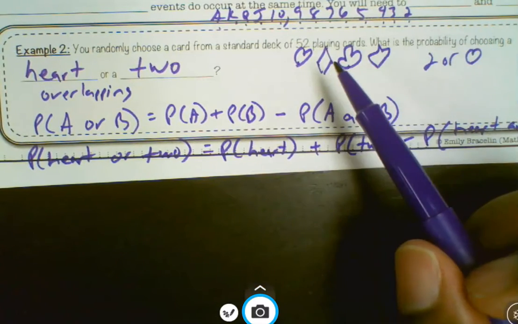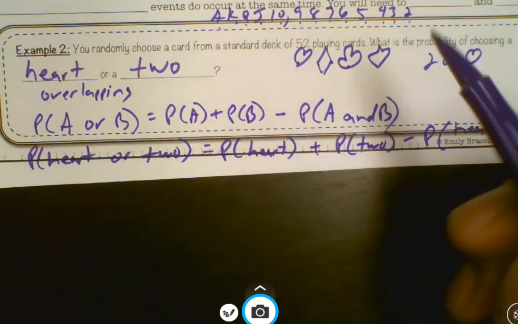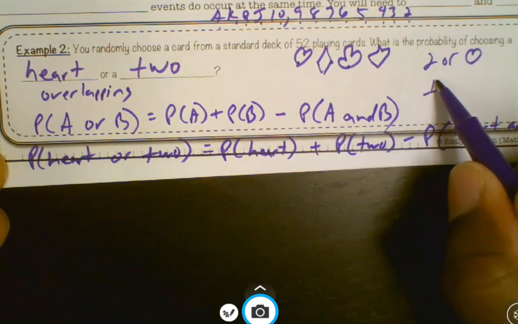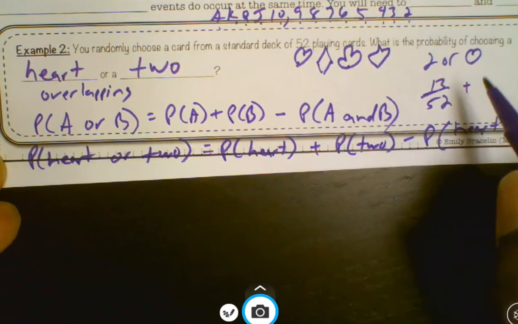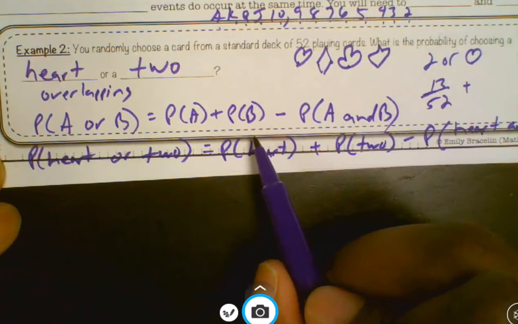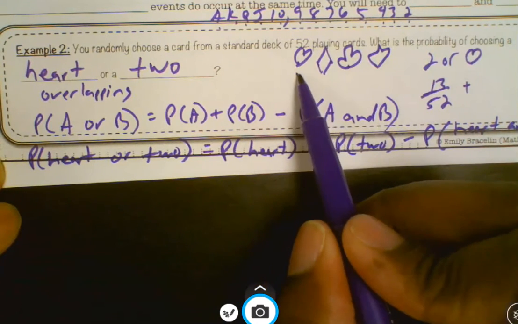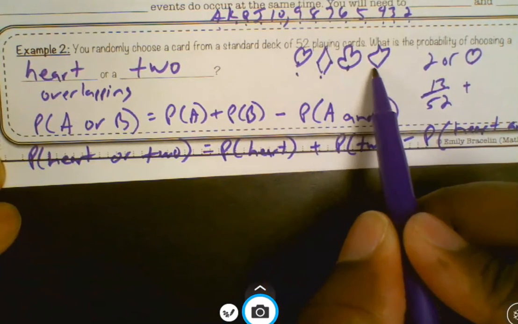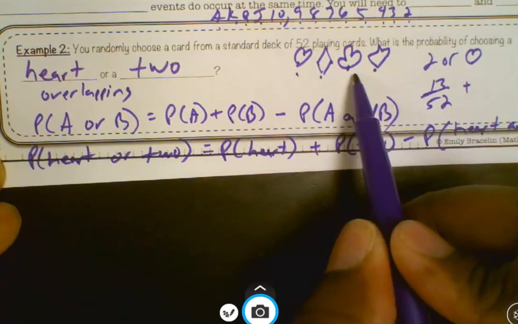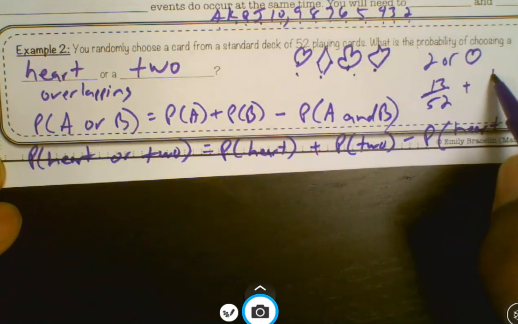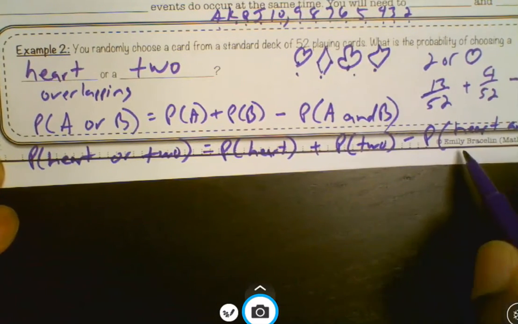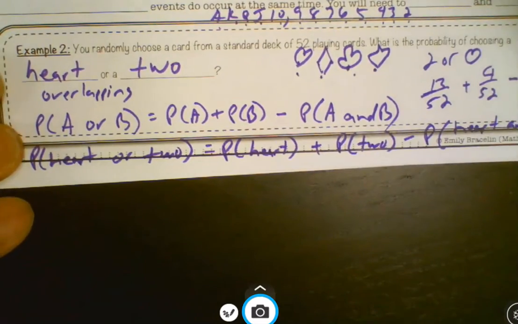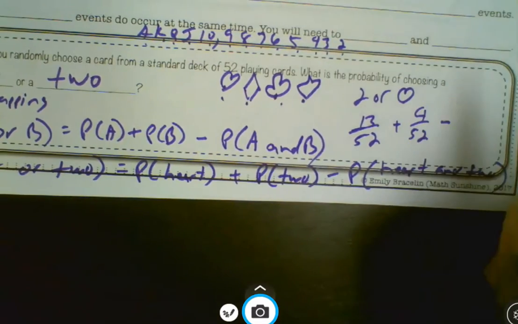So the probability of getting a heart is 13 out of 52 cards. And then add to that the probability of being a 2. In each of those suits, you got a 2 of hearts, 2 of diamonds, a 2 of clubs, and 2 of spades. So you got 4 2s, which is a 4 out of 52 chance of being a 2. We're going to take away the probability of being a heart and a 2. There's only 1 2 of hearts.